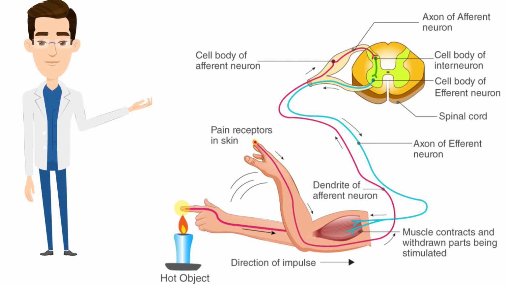5. Motor neuron: carries the response signal from the CNS to the effector. 6. Effector: a muscle or gland that carries out the response action.